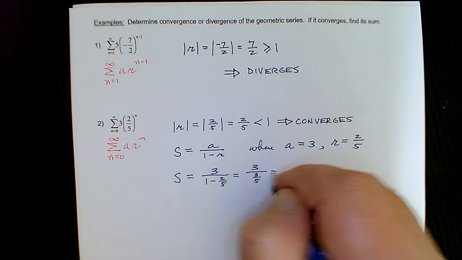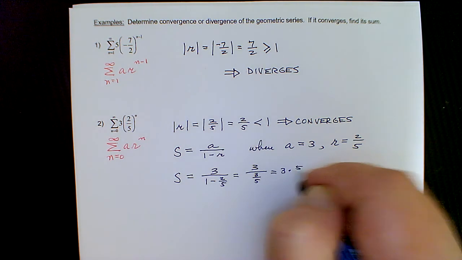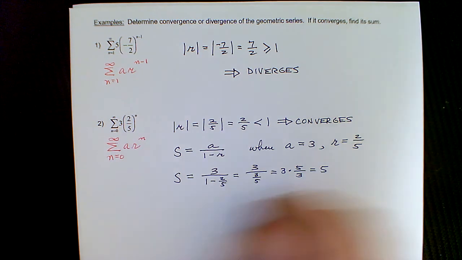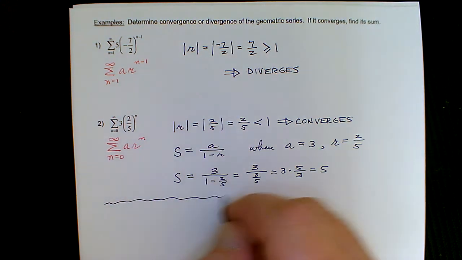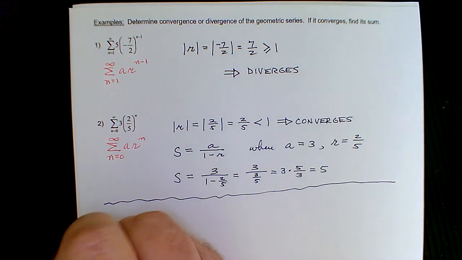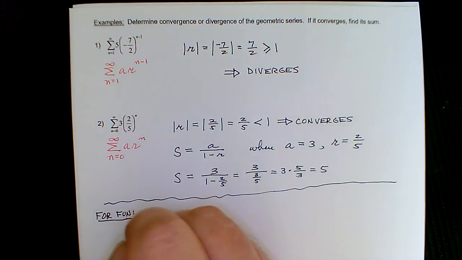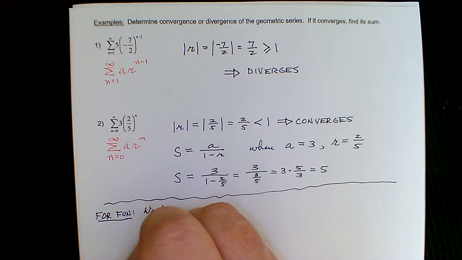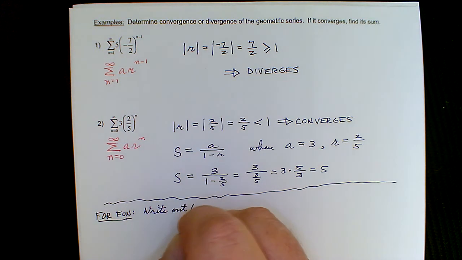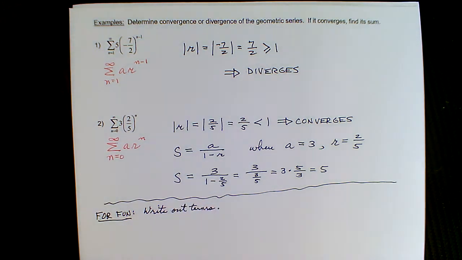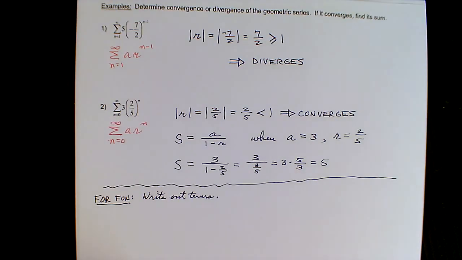Now I'm going to put a little wavy line here. I just want to show you something for fun. Let's write out the terms. Because what we're saying is, no matter how far out you go, you add on an infinite number of terms, this thing's never going to exceed 5.